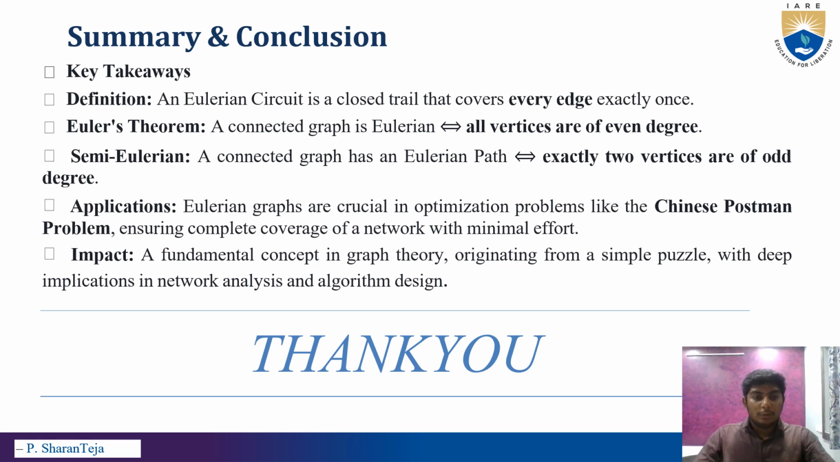Summary and conclusion. To wrap up, a graph is Eulerian if all vertices have even degree. It is semi-Eulerian if exactly two vertices have odd degree. These concepts help solve optimization and traversal problems efficiently. What started as a simple puzzle in Königsberg became a cornerstone of graph theory and modern computer science. Thank you so much for listening.